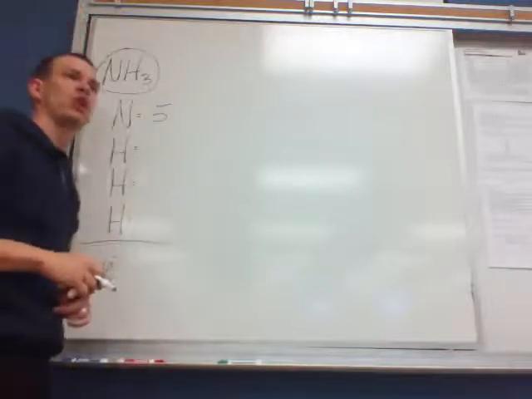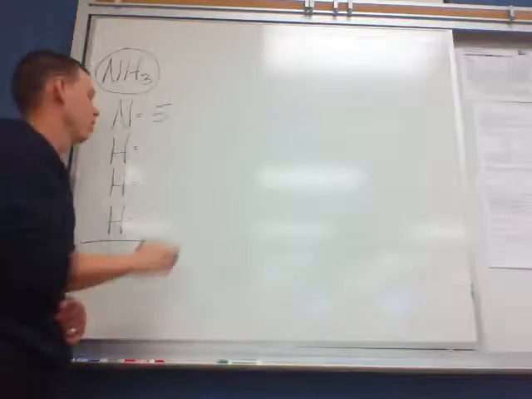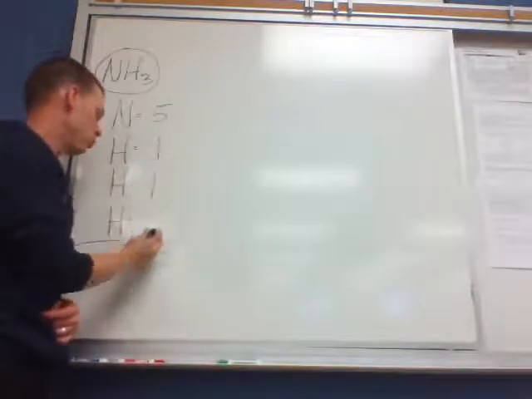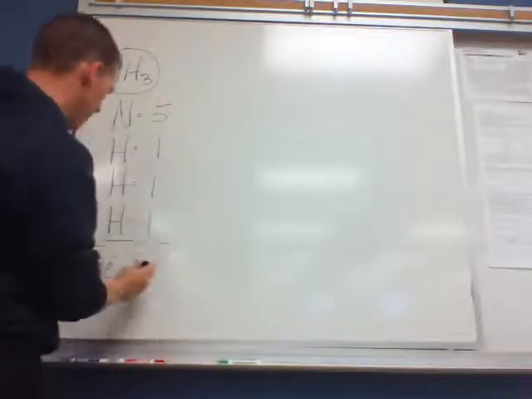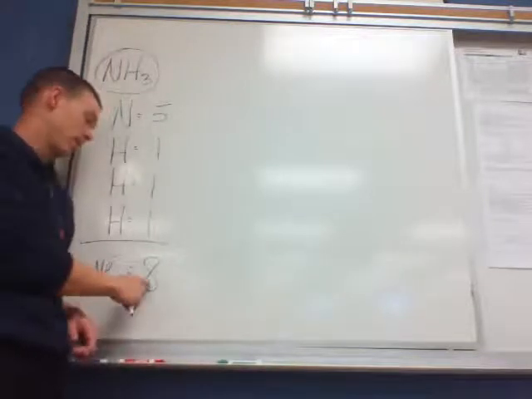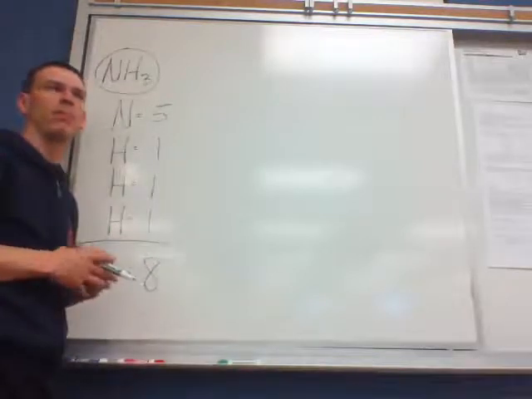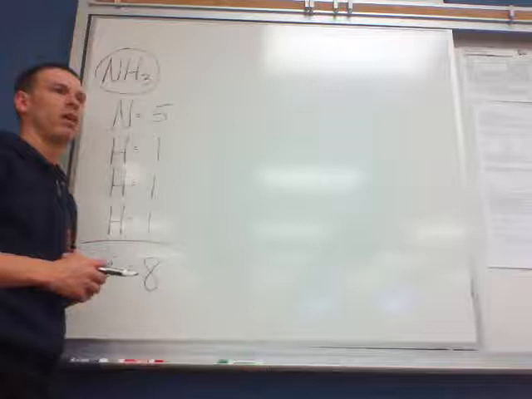How many valence electrons does each hydrogen have? 1. Group 1 is 1. When I add these up, it will equal 8. And that's just a coincidence. This number can be any number. I know 8 jumps out at you as being like the chemistry number, but you'll see some larger numbers.